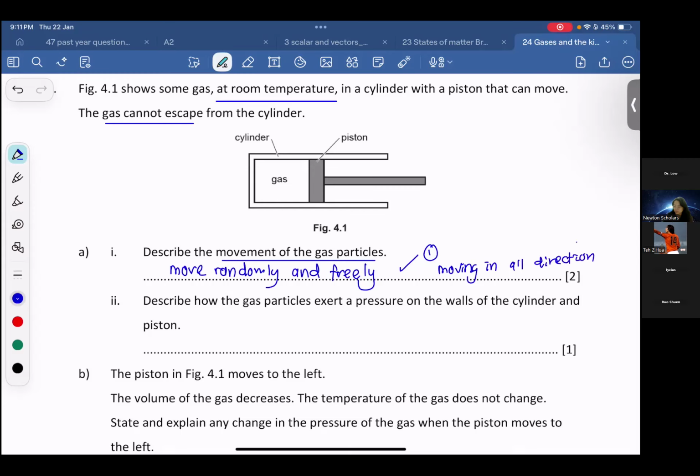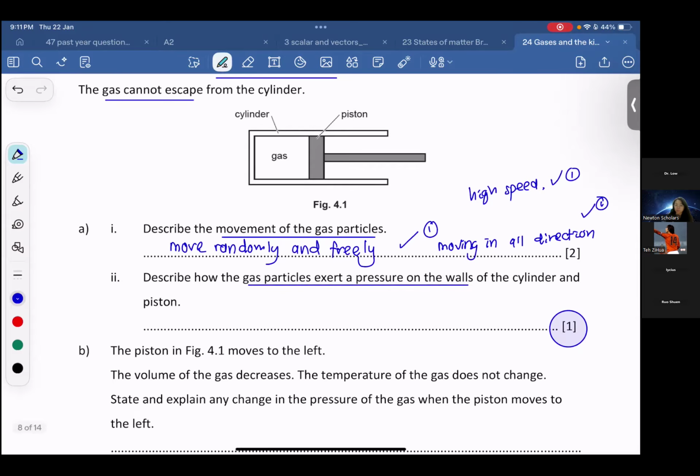Okay, or we can say that high speed, move with high speed. Okay. Describe how the gas particle exerts a pressure. How does it exert a pressure? This is only 1 mark, so we go straightforward. We just give the main point.